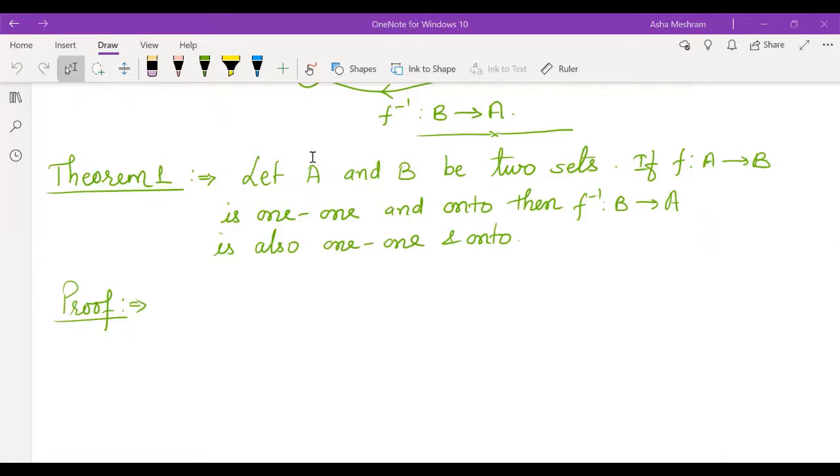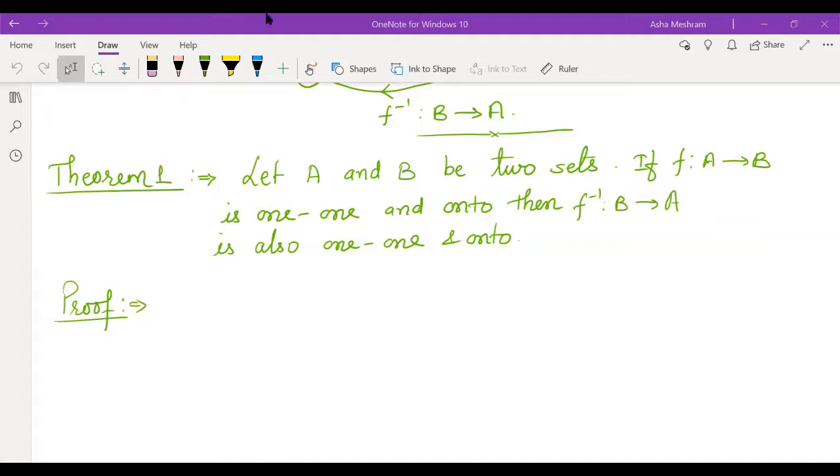First theorem statement: let A and B be two sets. If F is a mapping from A to B that is 1 1 and onto, then F inverse, the mapping from B to A, is also 1 1 and onto. So let's see what we have to prove here.